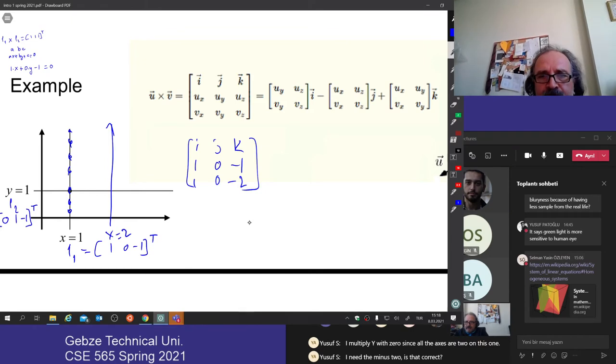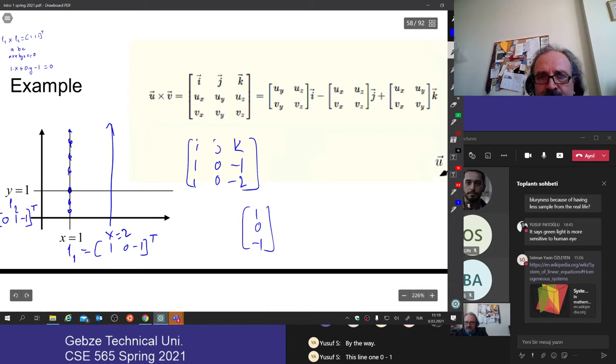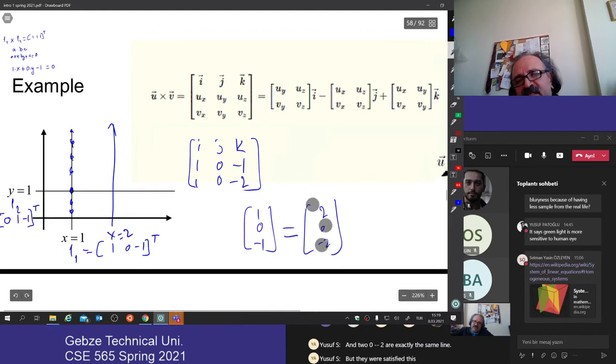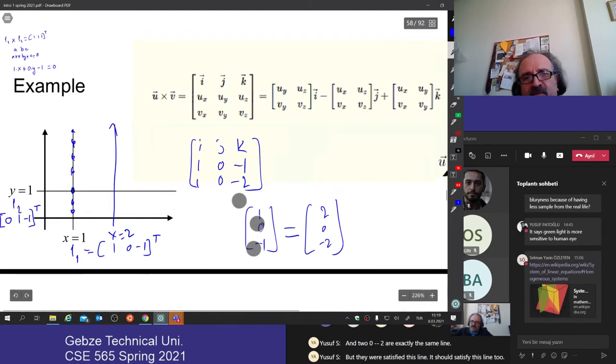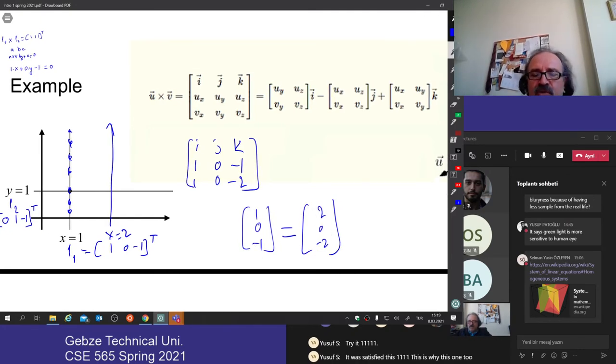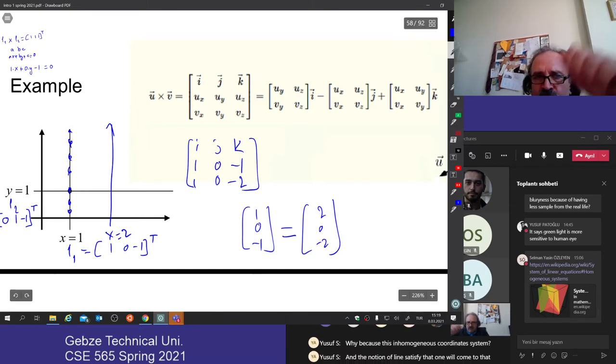Yes. By the way, this line, 1, 0, minus 1, and 2, 0, minus 2 are exactly the same line. Whatever satisfies this line should satisfy this line too. Try it, 1, 1, 1. It will satisfy this one. 1, 1, 1 will satisfy this one too. So even though they look like two different lines, they are the same line. Why? Because this is in a homogeneous coordinate system, and the notion of line satisfies that. We'll come to that later.